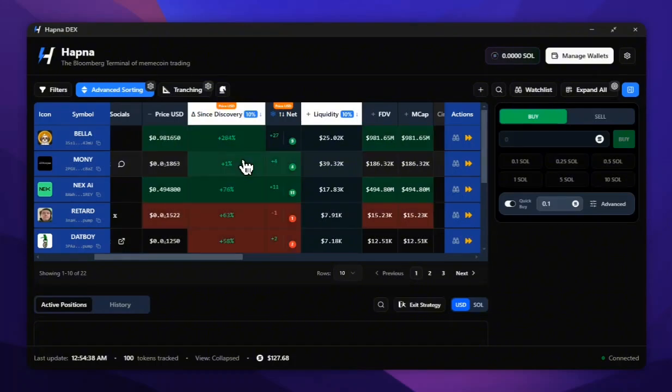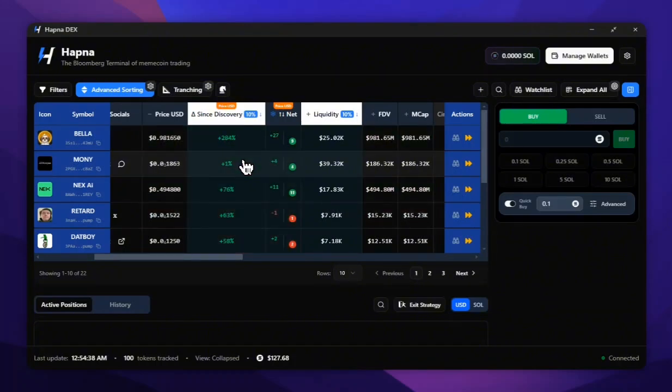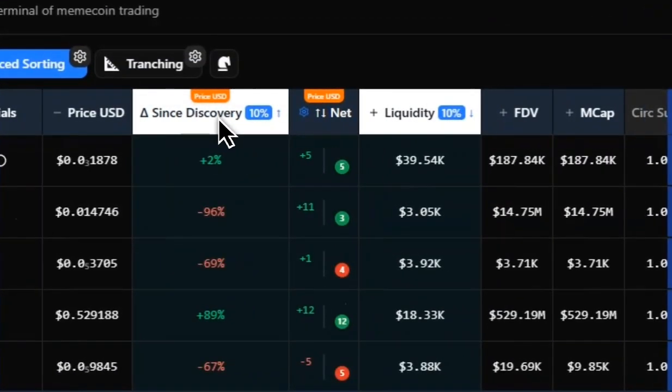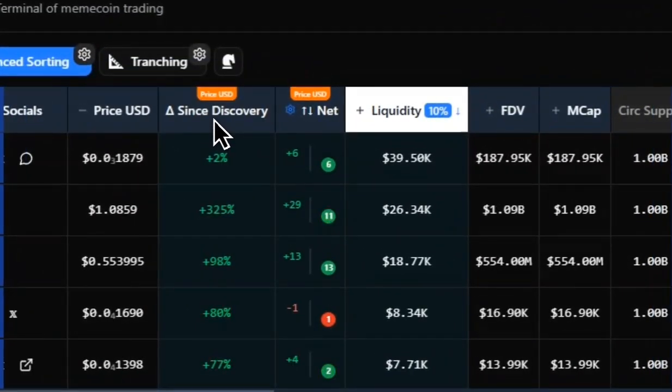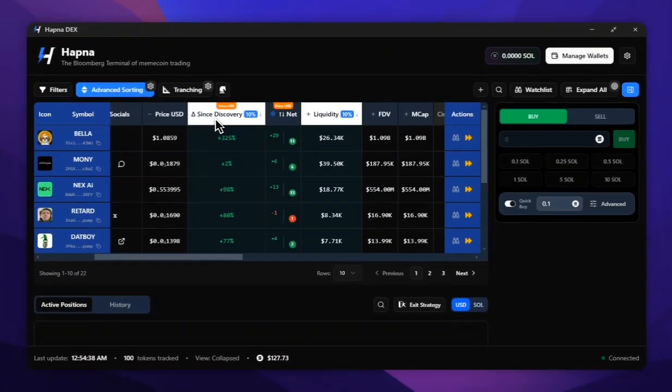So what the system is doing now is telling the data grid, okay, I want to see the meme coins that have the best delta since discovery and the best liquidity. I want to see them both. And you can, of course, change the direction. This is omnidirectional. As you can see here, it switches the direction. So you can do, for example, one ascending and the other descending. And the system is geared to calculate that properly without issues.